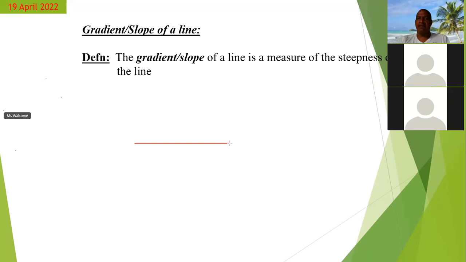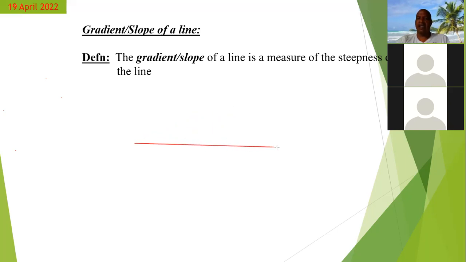If you have no steepness, the value of the gradient would be what? 0, sir. 0, exactly. Now, when do we start to have a gradient? Then we start to have a steepness, right?